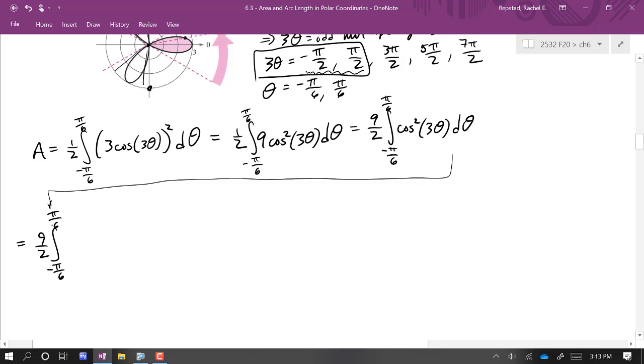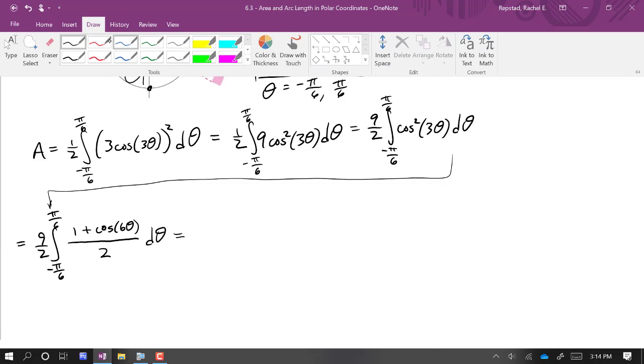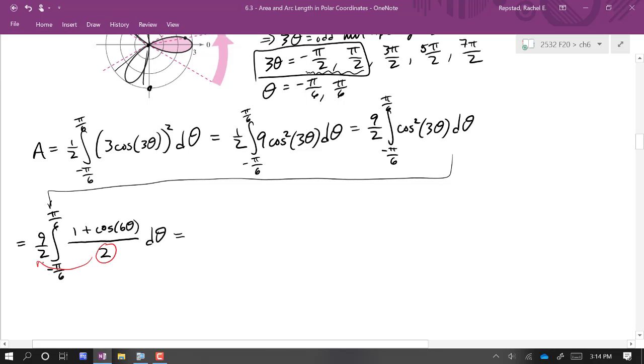Using the half angle identity, we get 1 plus cosine of 6 theta over 2. And now I'm going to just rewrite it one more time before I'm ready to integrate. I'm going to grab this factor of 2, or really it's a factor of 1/2, and throw it outside. So we have 9/4 integral minus pi over 6 to pi over 6, 1 plus cosine 6 theta d theta.